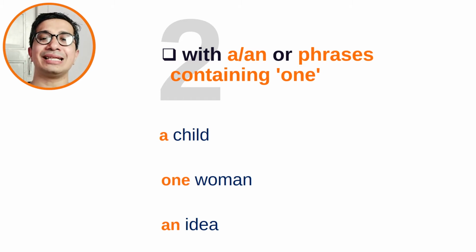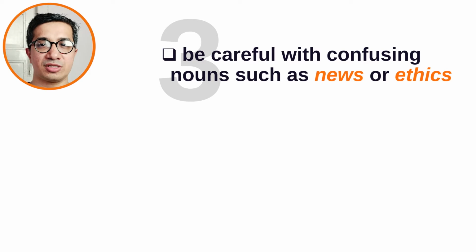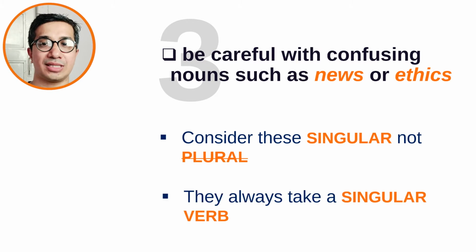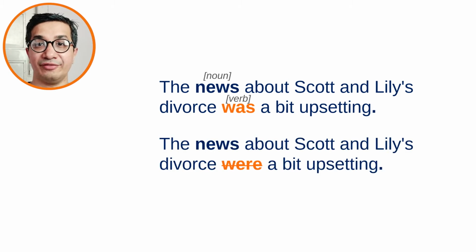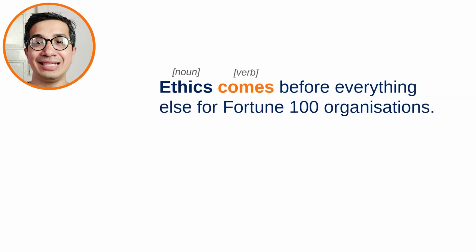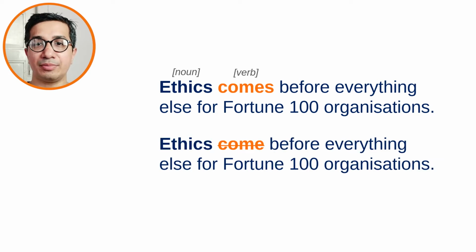Some nouns are more confusing than the others. They seem like plural forms but are actually considered singular in English. Words indicating uncountable nouns such as news, ethics are to be considered singular. Hence, they take a singular verb always. For example, the news about Scott and Lily's divorce was a bit upsetting. We wouldn't say the news about their divorce were a bit upsetting. No. Another example, ethics comes before everything else for Fortune 100 organizations. We wouldn't say ethics come before everything else. That would be a subject-verb disagreement.